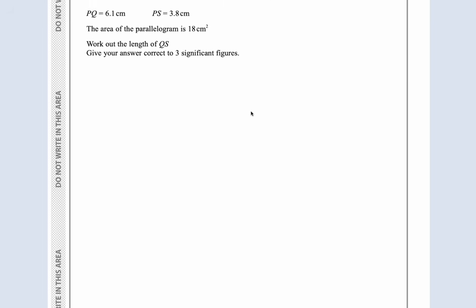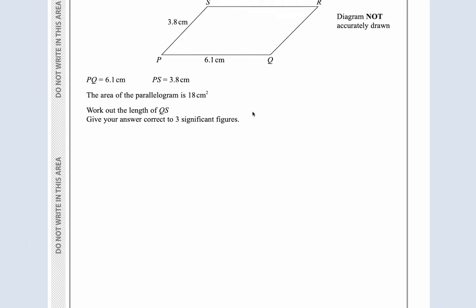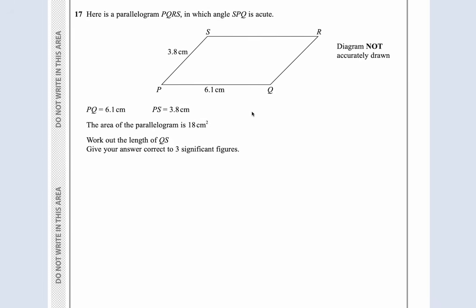Okay, let me just check, guys. This is a 5-mark question. It's going to be hard, right? Area of the parallelogram is 18 centimeters squared. Okay, now, guys, I'm just trying to think how to do this. That means that this area is 9, because this is half the parallelogram.